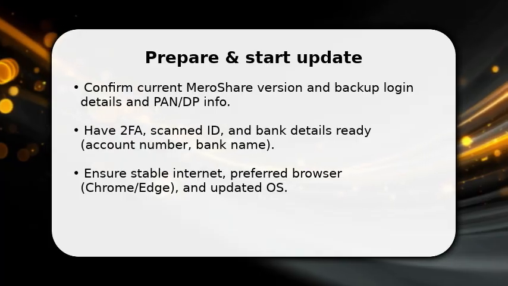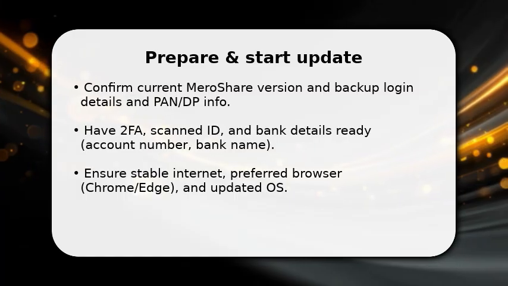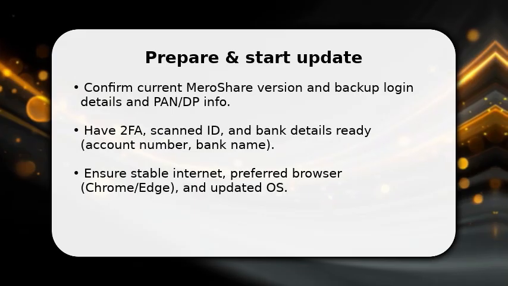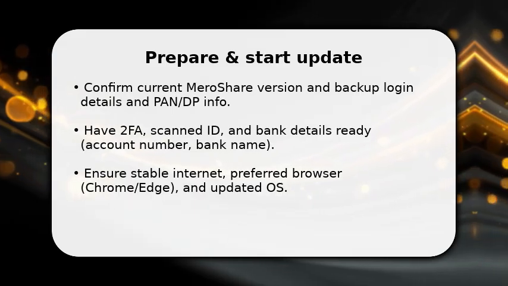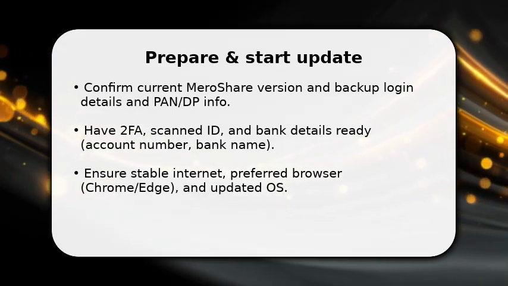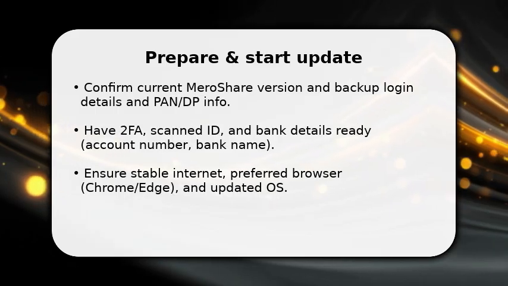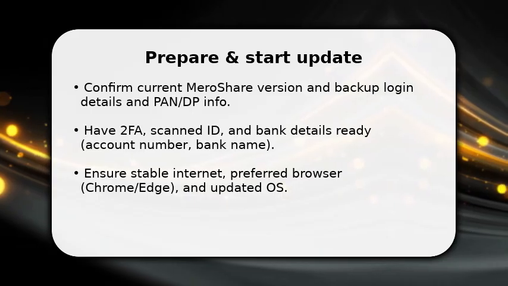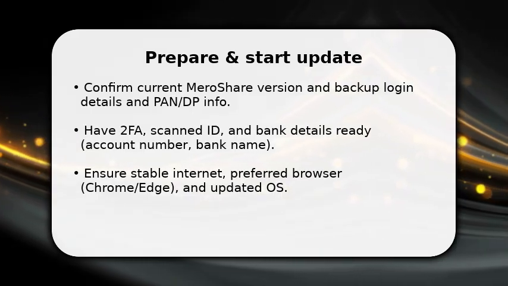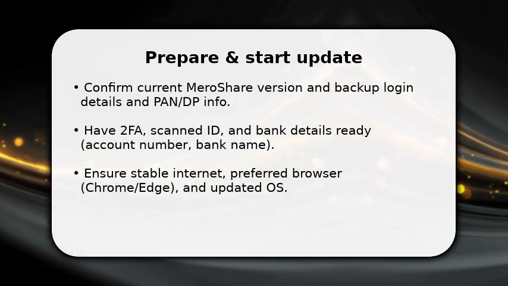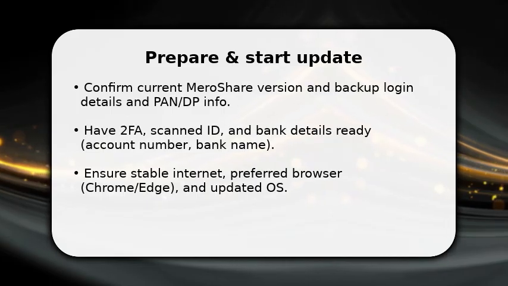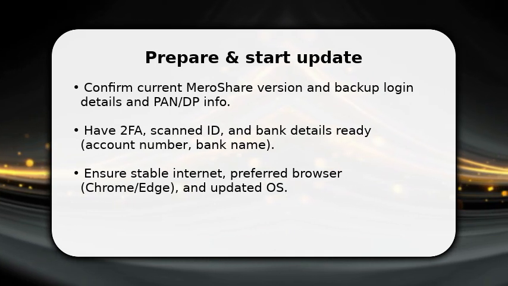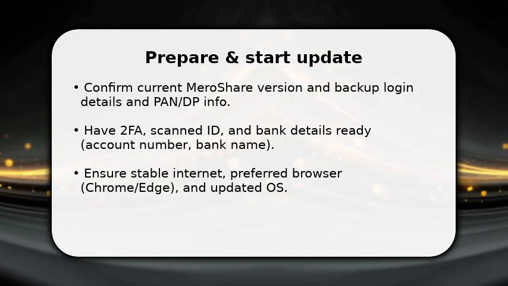You start by verifying prerequisites. Check your Mero share account credentials, DPID, and KYC documents so you avoid interruptions. Once done, log in and confirm two-factor authentication is active. This reduces lockouts. Make sure you have a clear scanned ID and your bank details accessible because you will need them mid-process. You should also update your browser and test connectivity to prevent timeouts. Begin the update from your profile settings page and proceed to the next steps.